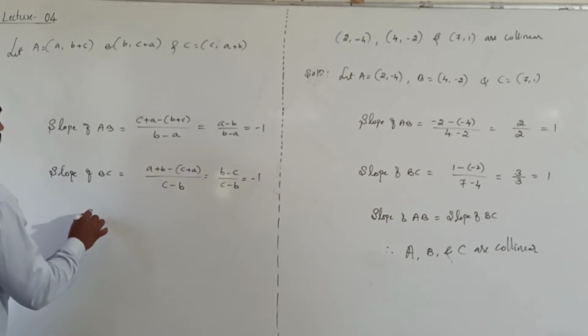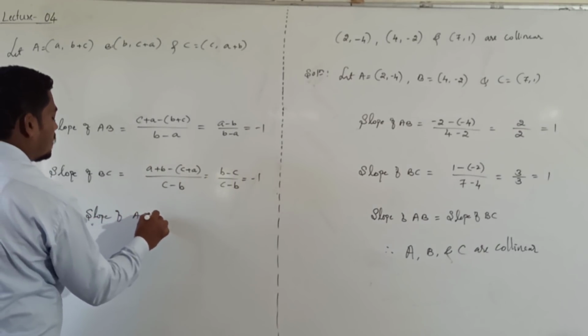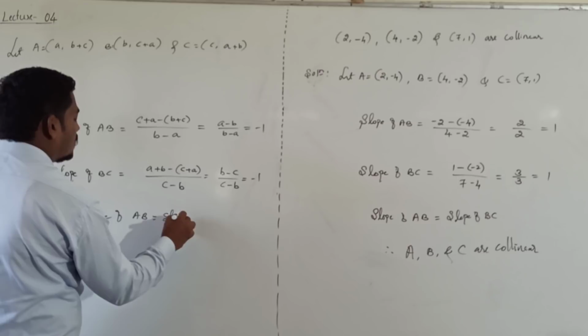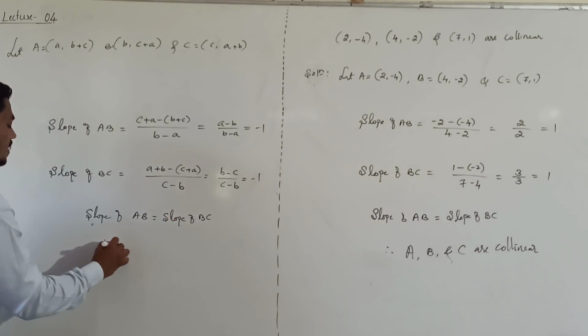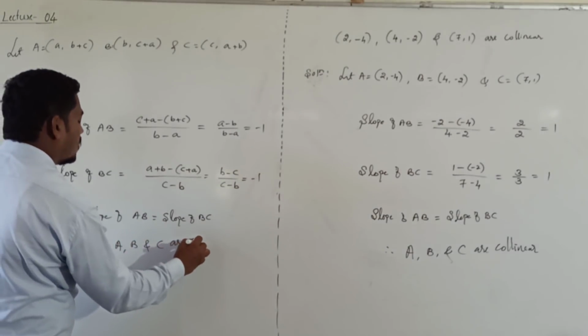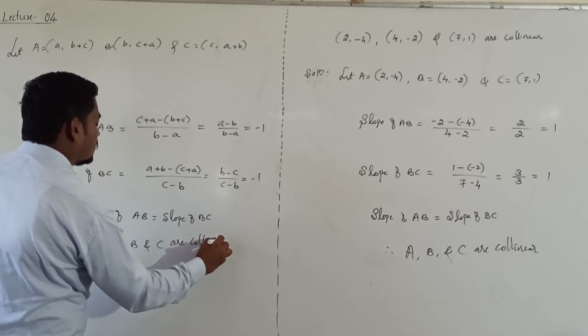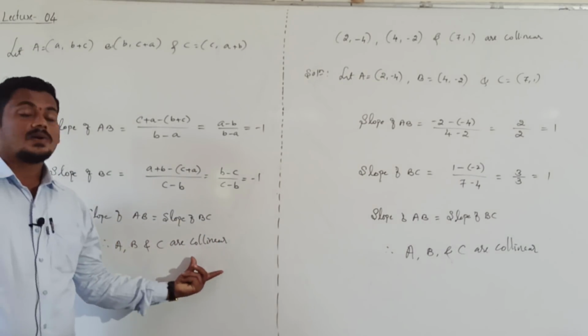Write the conclusion, right? Slope of AB is equal to slope of BC. Therefore, A, B and C are collinear, right?